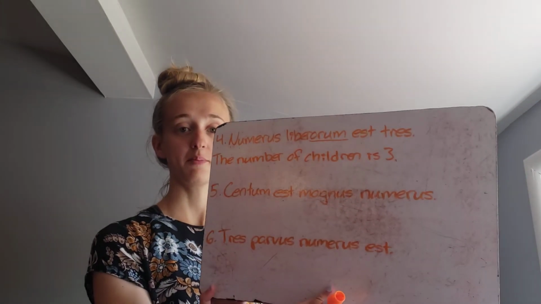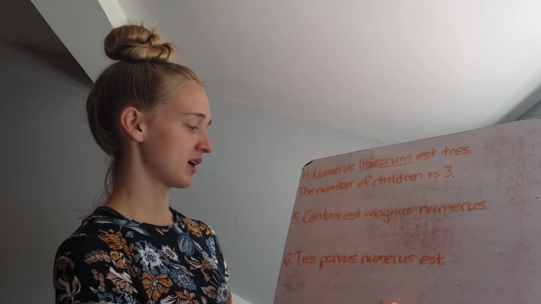is 3. So that's talking about the number of children that this Roman family has. And we remember the parents, Julius and Aemilia, and their children are Marcus, Quintus, et Julia. Marcus, Quintus, Julia, 3 children. Okay, the number of children is 3.